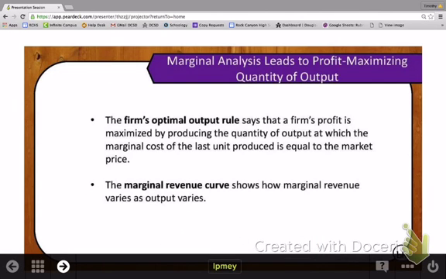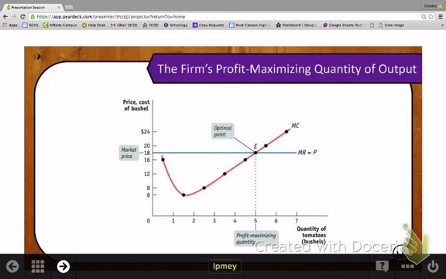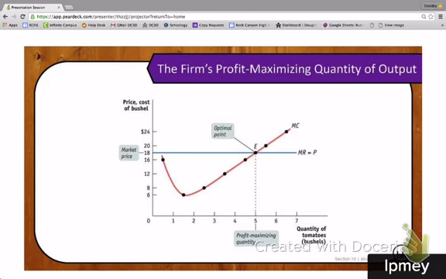So the firm's optimal output rule says that a firm's profit is maximized by producing the quantity of output at which the marginal cost of the last unit produced is equal to the market price. And the marginal revenue curve will show us how marginal revenue varies as output varies. So when we graph this, what we see is that because when we sell a bushel of tomatoes, every bushel is sold for $18, marginal revenue will always be $18.